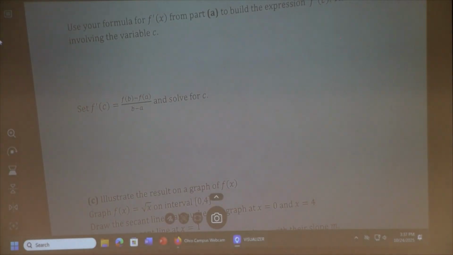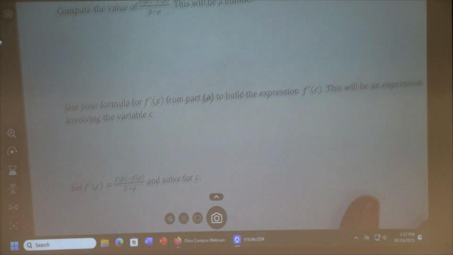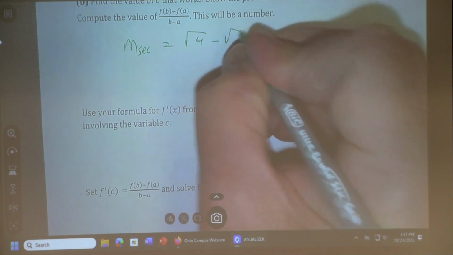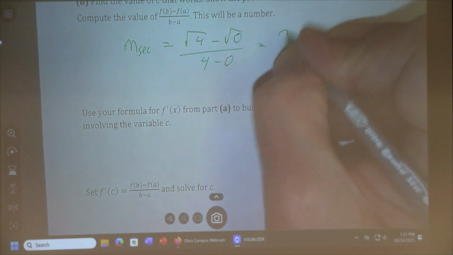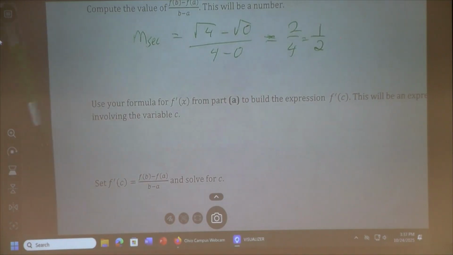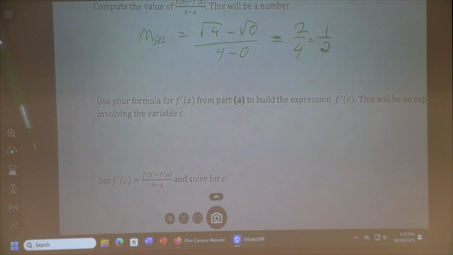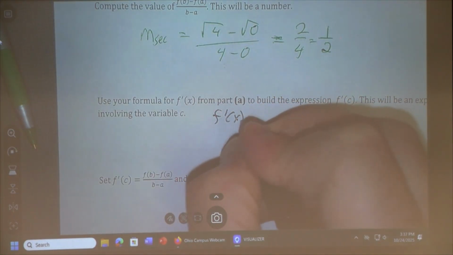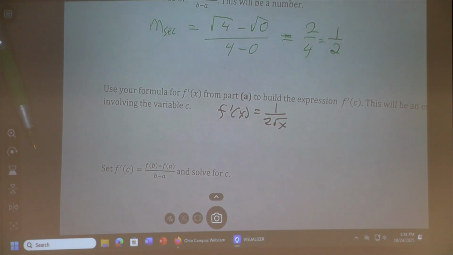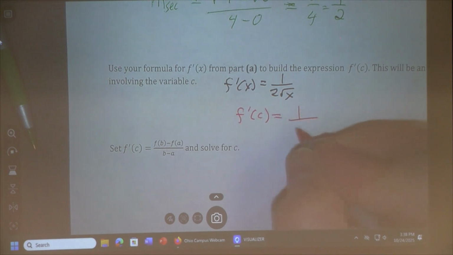Now let's get going a little faster. I do have a green pen. So our secant slope, m secant, is going to be square root of 4 minus square root of 0 over 4 minus 0. So that's going to be 2 over 4, so that's the number 1/2. And then we have f prime of x is 1 over 2 square root of x. So if I put in the c, I turn it red because then it becomes a number that's this tangent line slope.